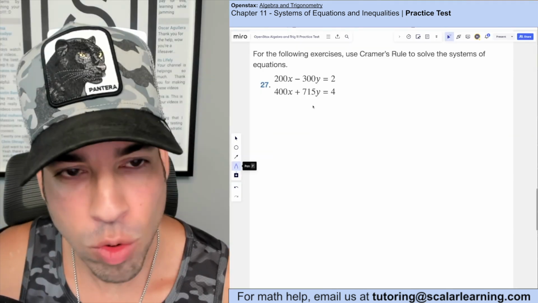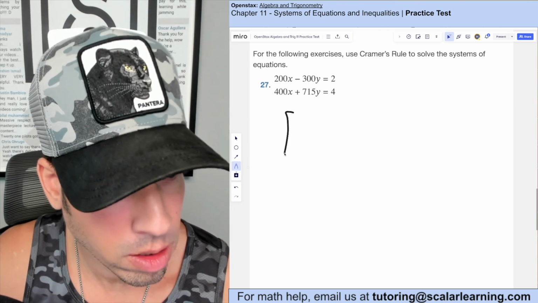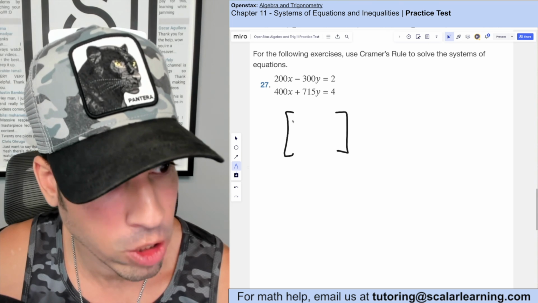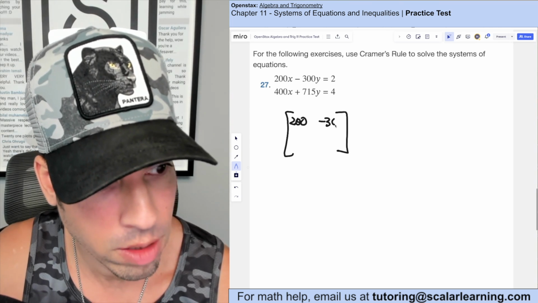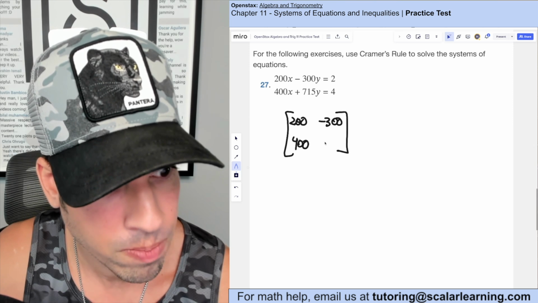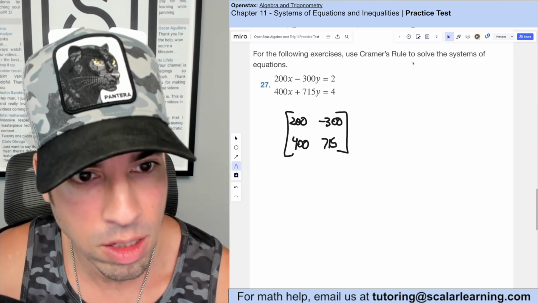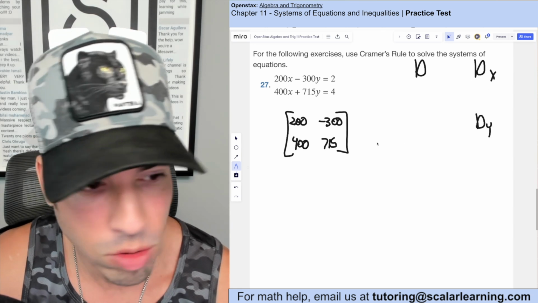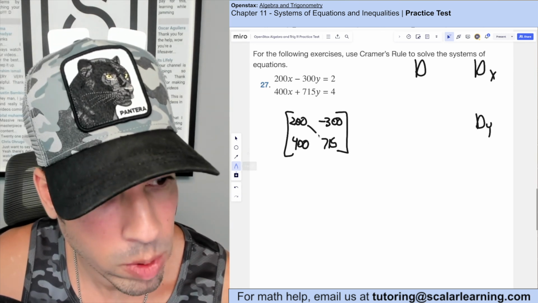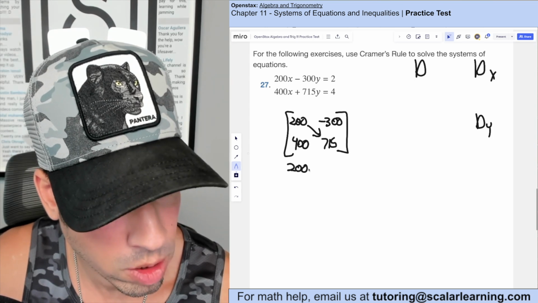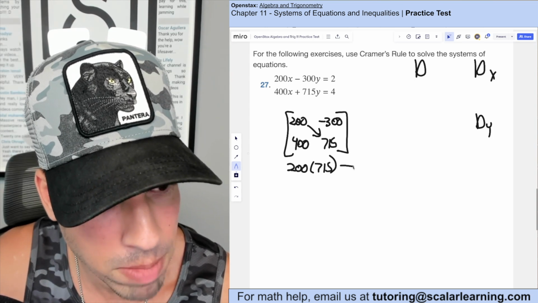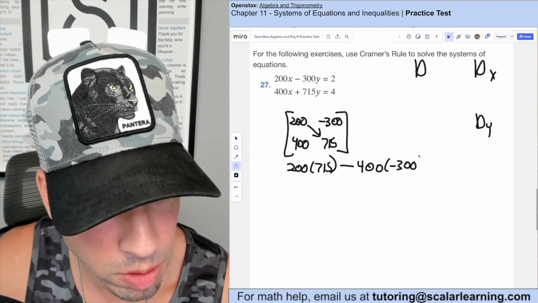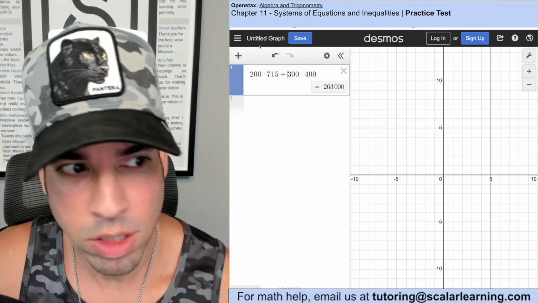Done. So for this question, we're using Cramer's rule, and the way we use Cramer's rule is we calculate the determinant of the original matrix, which is 200, -300, 400, and 715. So that's going to be D. And then we're also going to calculate dx and dy, and I'm going to show you how to do that in this problem. So now to get the determinant, we multiply 200 times 715 minus 400 times -300. And that's going to give us 263,000 for the determinant.